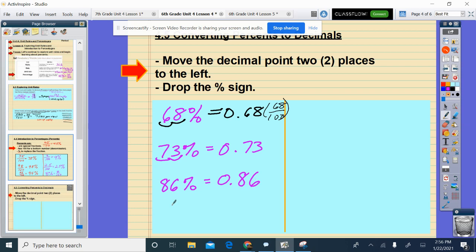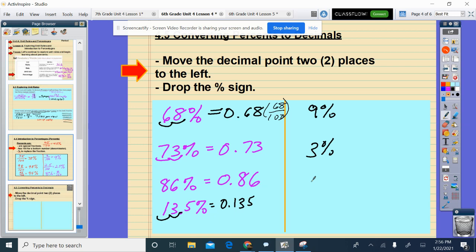How about 13.5%? Now, the decimal point is very visible, so that makes it a little easier, in my opinion. Again, 2 places to your left, and you get 135 thousandths. Now let's take on some single digit decimals.